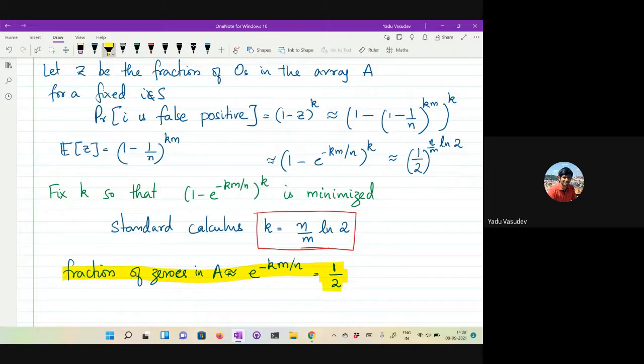So this is the analysis of the Bloom filter, assuming that the fraction of zeros is indeed like its expectation. So this quantity, if you calculate, you can check what is 1 over 2 to the ln 2 and so on, and this is the best that you can have.